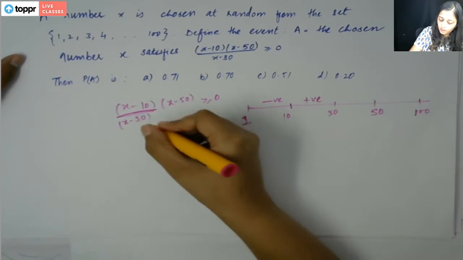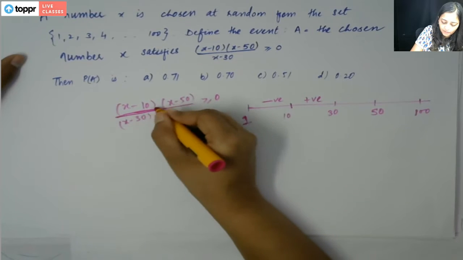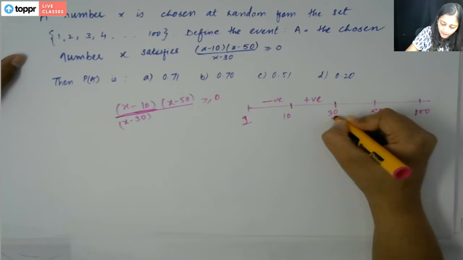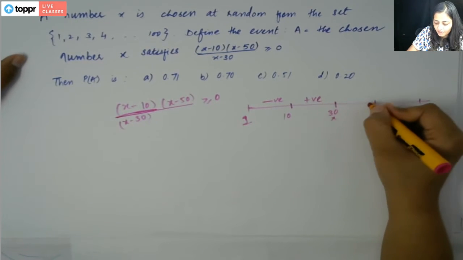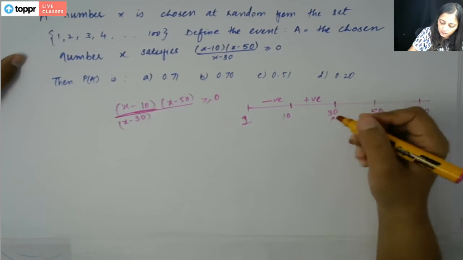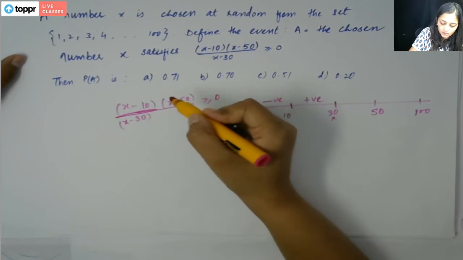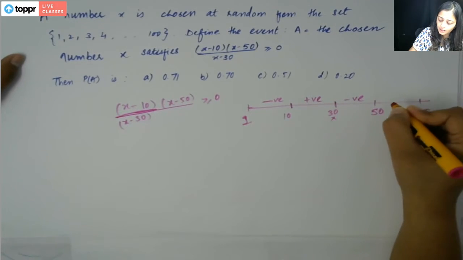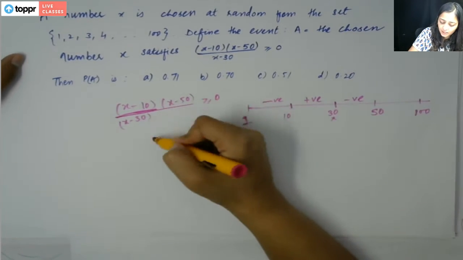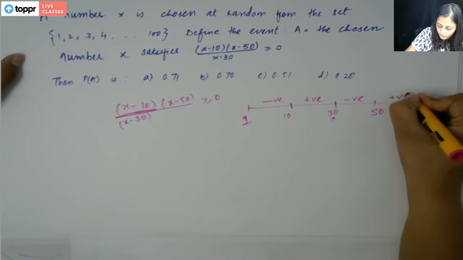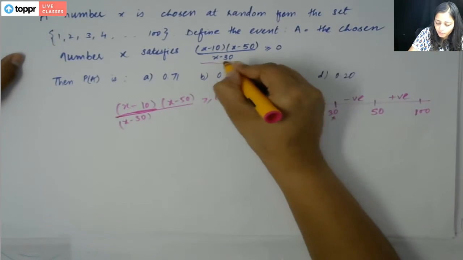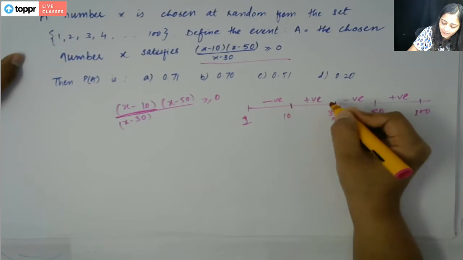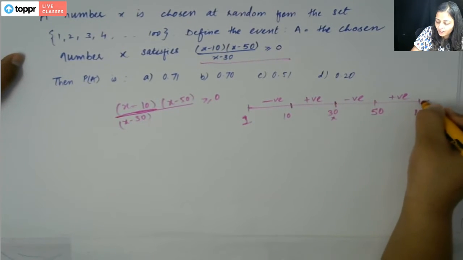At x equal to 30, the expression is not defined because the denominator becomes 0, so we ignore this point; we cannot take x equal to 30. Between 30 and 50, let's say 35, this is positive, this is negative and this is positive, so we get a negative. From 50 to 100, let's say at 60, all of them are positive, so we get a positive. Now we want it greater than or equal to 0, so x can take values between 10 and 30, and 50 and 100.